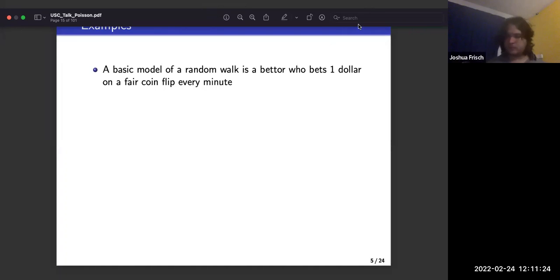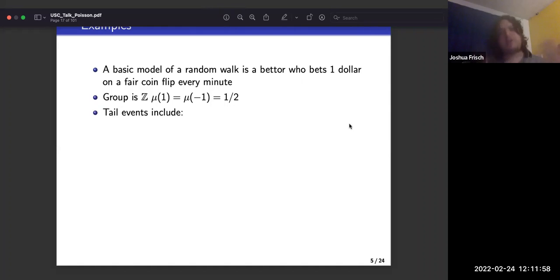And so the very basic model of the random walk, which I'm sure you've seen again and again, is the bettor who bets $1 on a fair coin flip every minute. And we want to track how much money our bettor has at time n. When you write this in random walk language, the group is going to be the integers, and the measure of 1 is equal to the measure of -1, which is equal to 1/2.